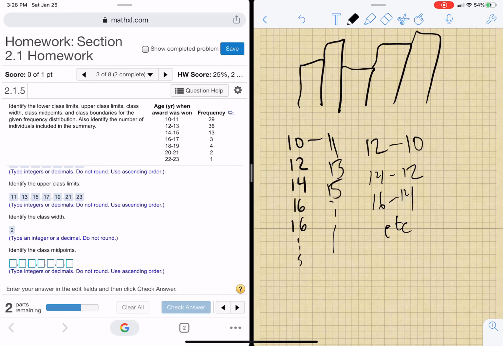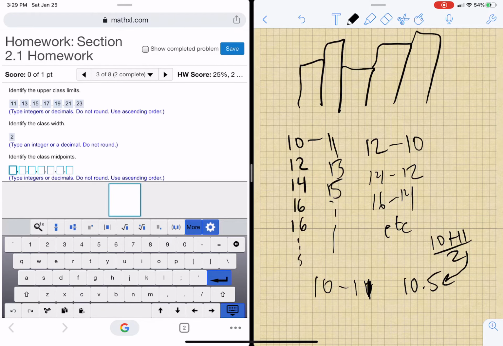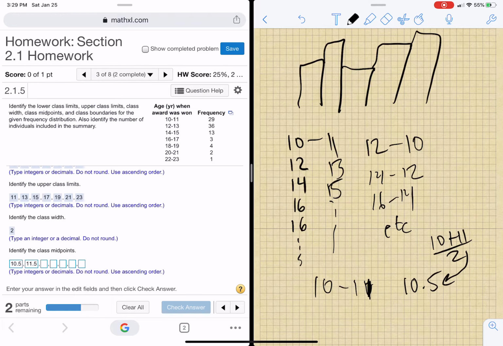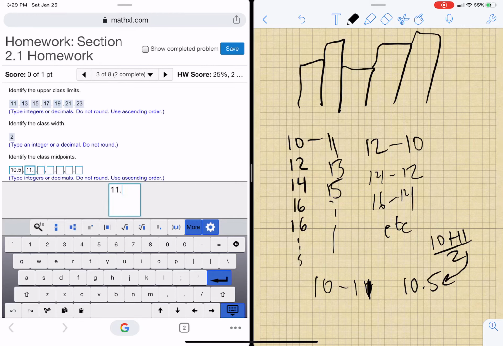Okay, the class midpoints are what's right in the middle of each class. If this is 10 and this is 11, then the class midpoint is 10.5. It's whatever's in the middle of your class. If you didn't know how I got that 10.5, I just did 10 plus 11 divided by 2. If it's a complicated number, just take the first one, add the second one, and divide by 2. Okay, so let me see if I can get faster at this. Okay, 10.5. Oops, sorry, it's 12.5. Glad I looked at that. It just goes up by 2, whatever the class width is.